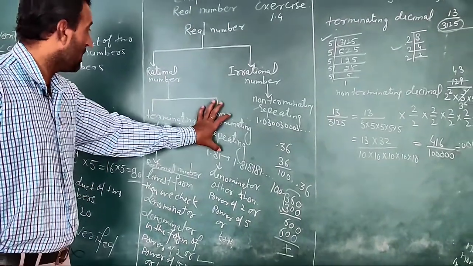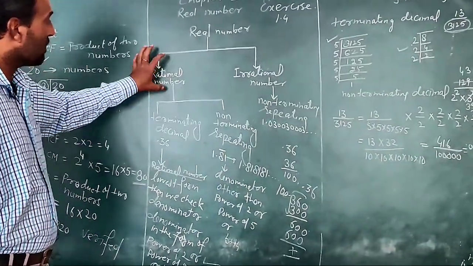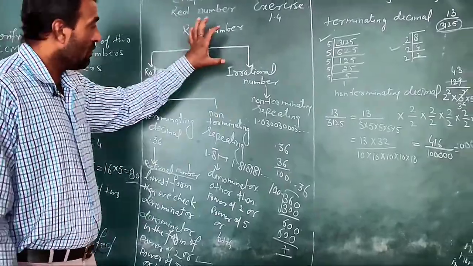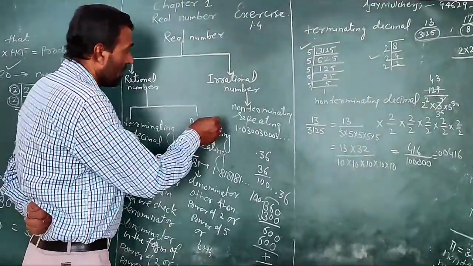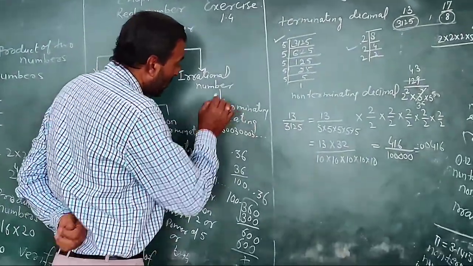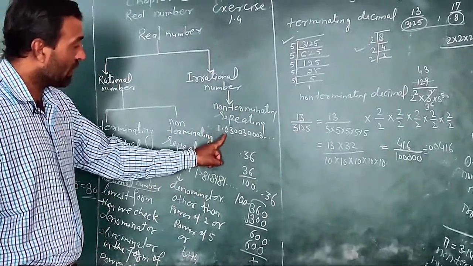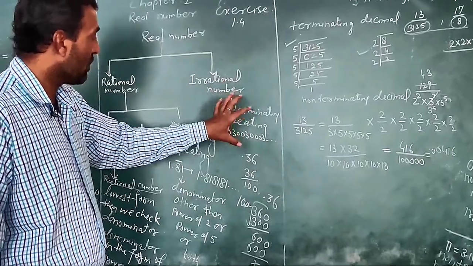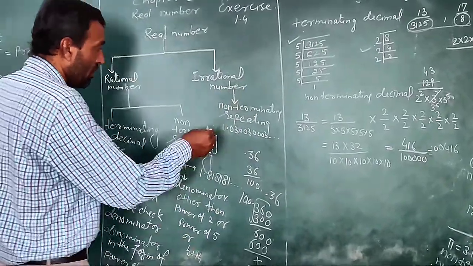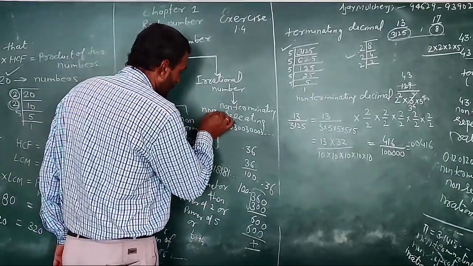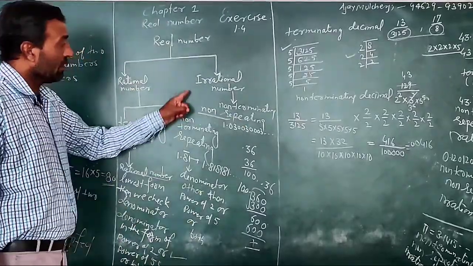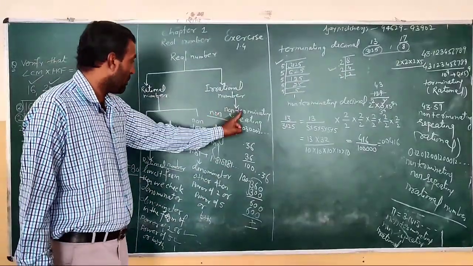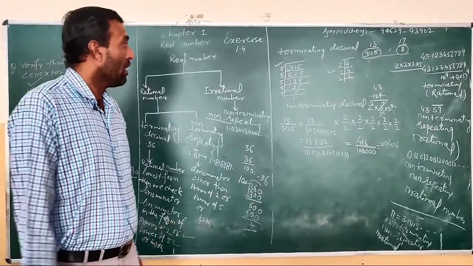Terminating and non-terminating repeating both together are called rational numbers. And now we discuss the irrational number. Irrational number means non-terminating, non-repeating, like this: 1.03, 003, 0003. This is called non-terminating, non-repeating. This is an irrational number. Yes, this is irrational.